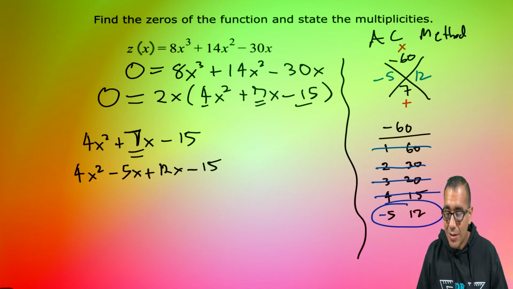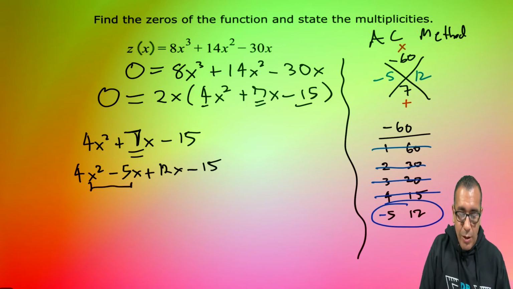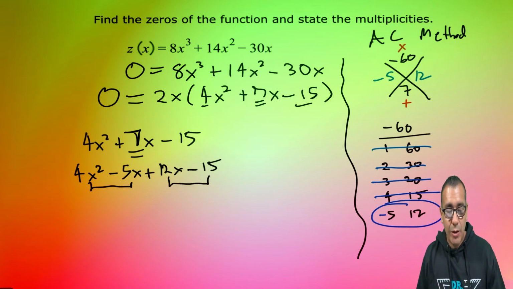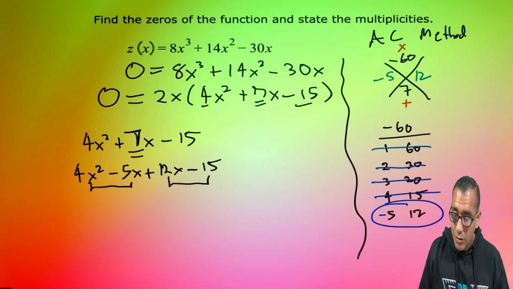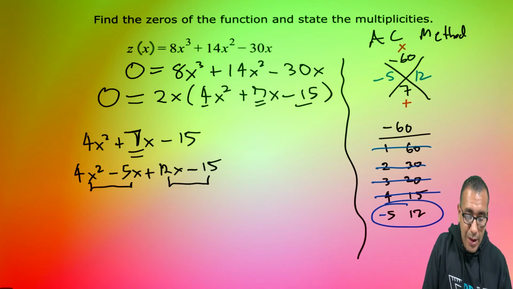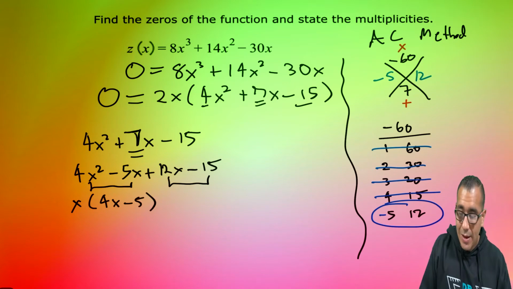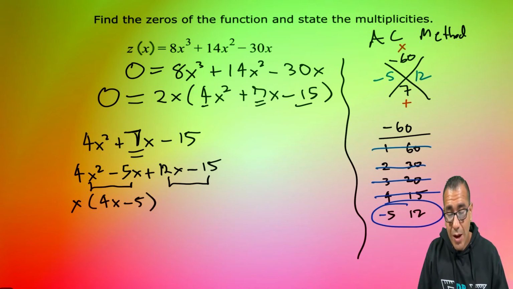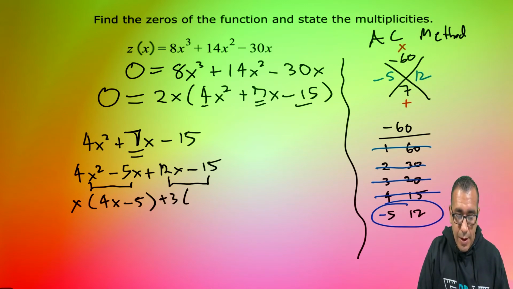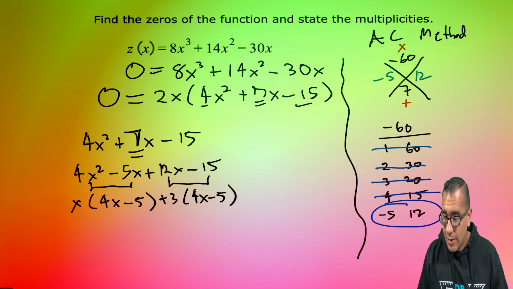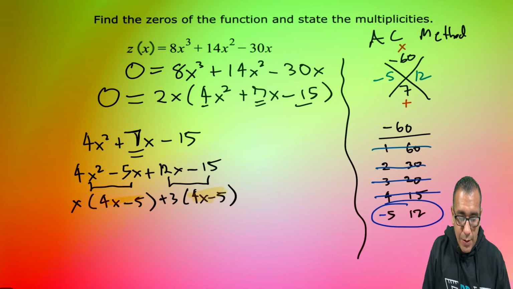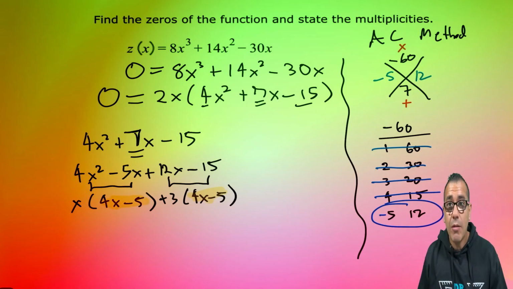Why did I want to do this? Because now I could use factor by grouping. I look at the first two terms and ask, what do they have in common? They have an x, so I'll factor out the x, and I'm left with 4x minus 5. I look at my next two terms, what do they have in common? They have a 3 in common, so I'll factor out a plus 3. What are you left with? A 4x minus 5. What do you notice? These are the same, so I can factor out a 4x minus 5.